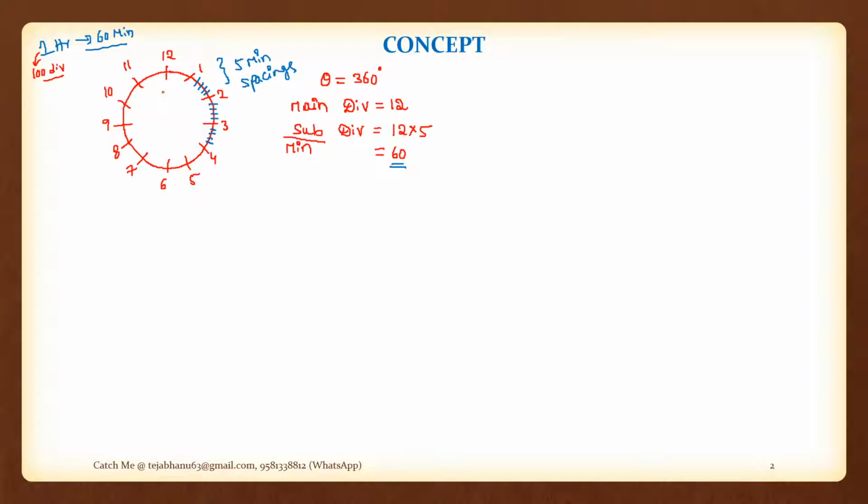Now see, there are two different hands. One is the minute hand, also called the long hand, and the second one is the hours hand, or short hand.